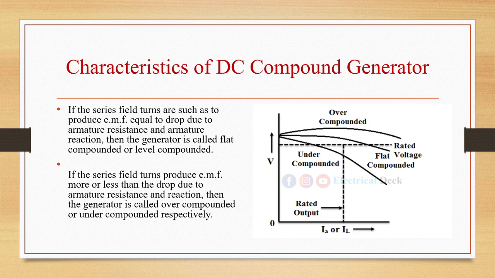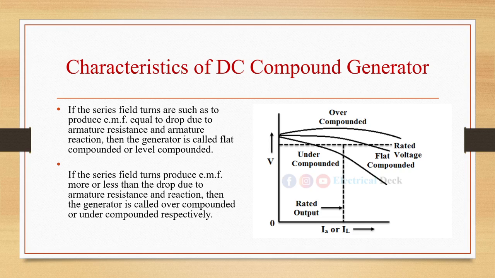If the series field turns are such as to produce EMF equal to the drop due to armature resistance and armature reaction, then the generator is called flat compounded or level compounded. Flat means that as IL increases, the voltage remains constant. IL increases but voltage remains almost constant, that is a flat compounded generator.